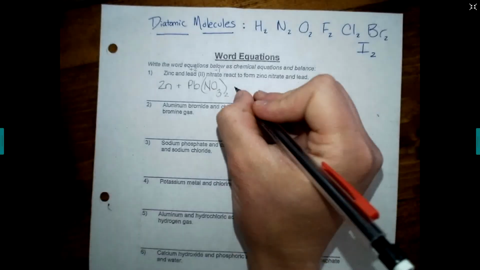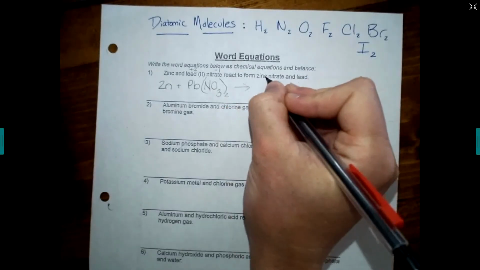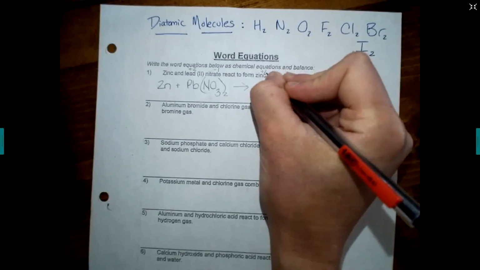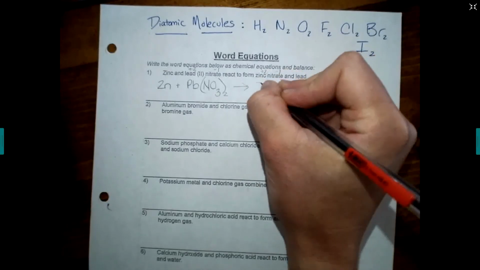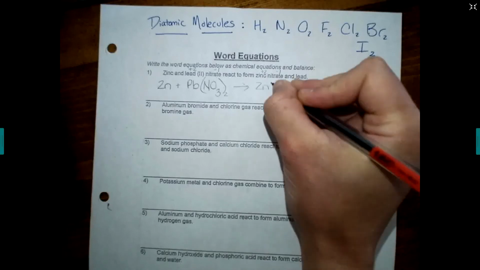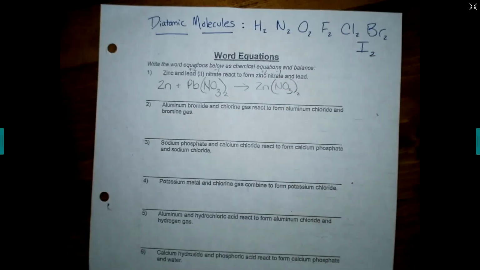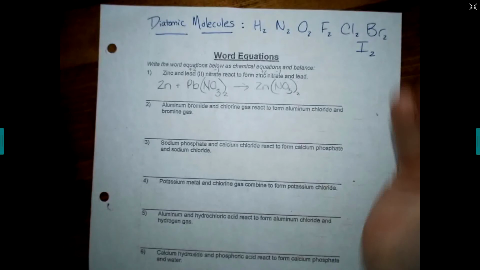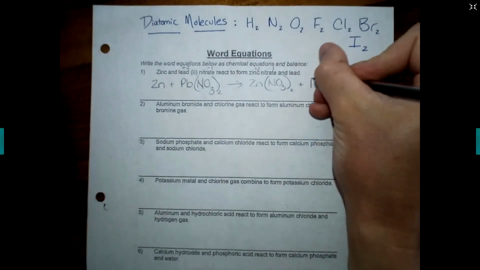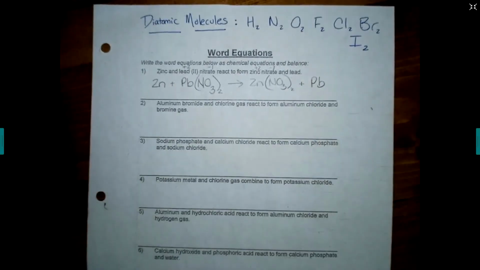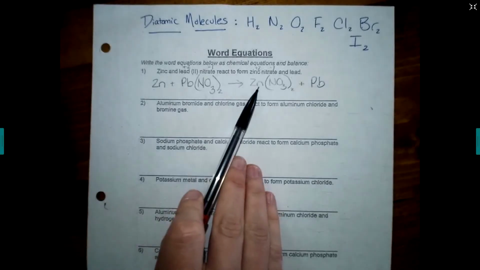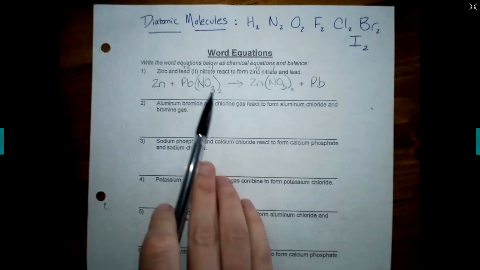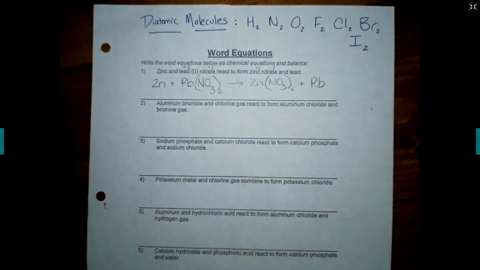React to form, that's your arrow, zinc nitrate. Zinc has a +2 charge, nitrate is -1, so same thing, you have to cross your 2 onto nitrate. And is your plus sign, lead. So that is how you convert a word equation into a skeletal equation. And now we just need to make sure that it's balanced. We have 1 zinc, 1 zinc, 1 lead, 1 lead, 2 nitrates, 2 nitrates. So we're finished with that one.